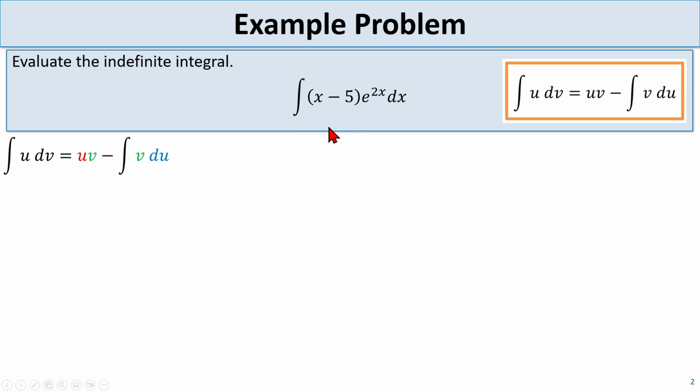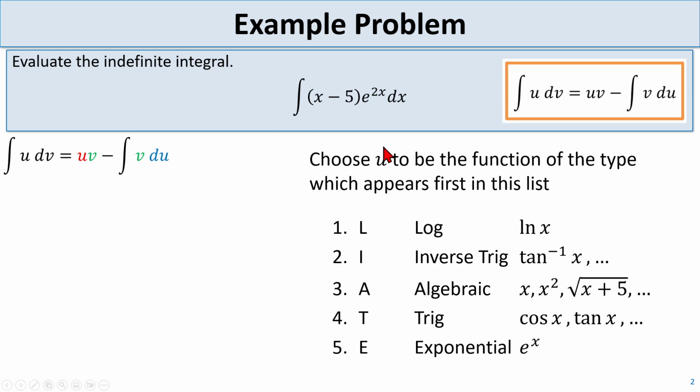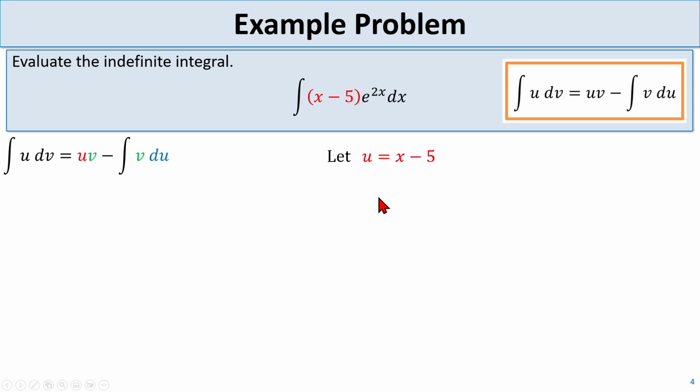So the first thing that we need to do when we use integration by parts is to figure out u. We have this list. I don't see any log functions, no inverse trig functions. There is, however, an algebraic function. That is the x minus 5. So in this problem, I'm going to let u equal x minus 5. Once I know u, I know dv, because dv has to be everything else in the integral. In this problem, it must be e to the 2x times dx.